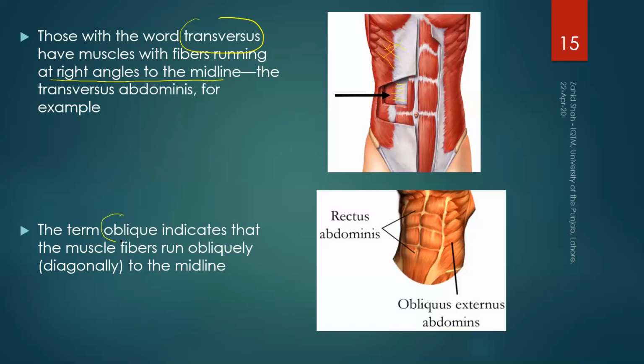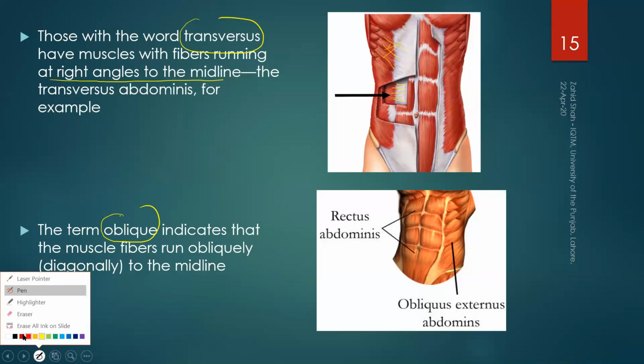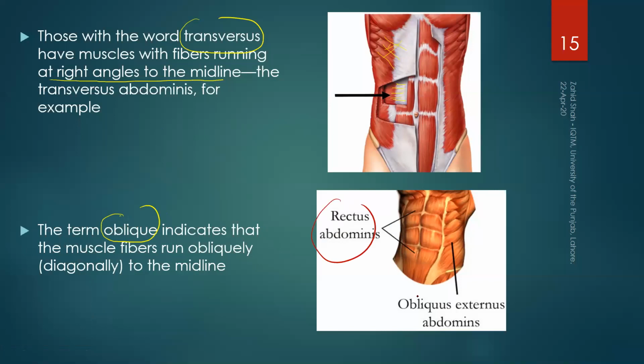And then we have oblique muscles. So the ones that I indicated initially were actually those. So you can see here, rectus abdominis, they are straight, but obliquus externus abdominis muscles, these muscles are in between. They are not straight, they are not horizontal, but they are at an angle. So these are obliquus externus abdominis. Again, abdominis means that they are the muscles of the abdomen.